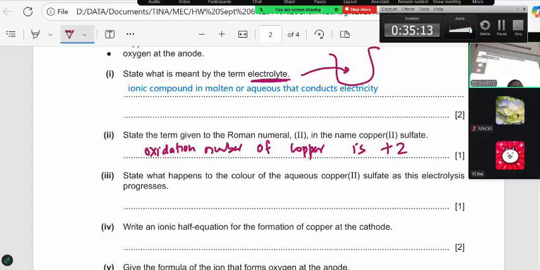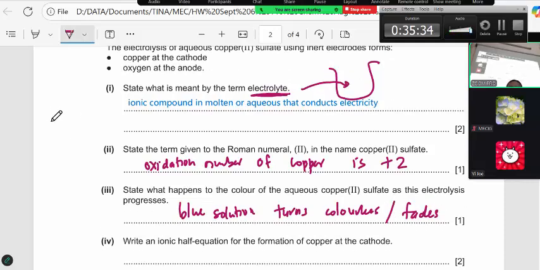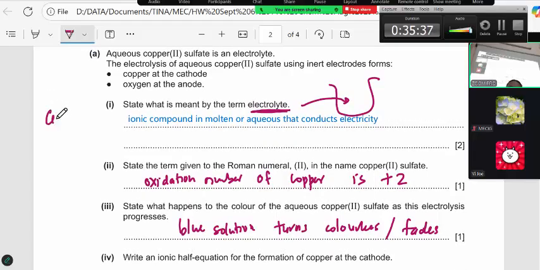Sorry? Uh-huh. Blue to colorless also can. Okay, blue solution turns colorless or blue color fades. Why? Magic turns colorless. Or fades. No, it's copper sulfate, right? No more copper ions. So copper ion, sulfate ion, hydrogen ion, hydroxide ion.